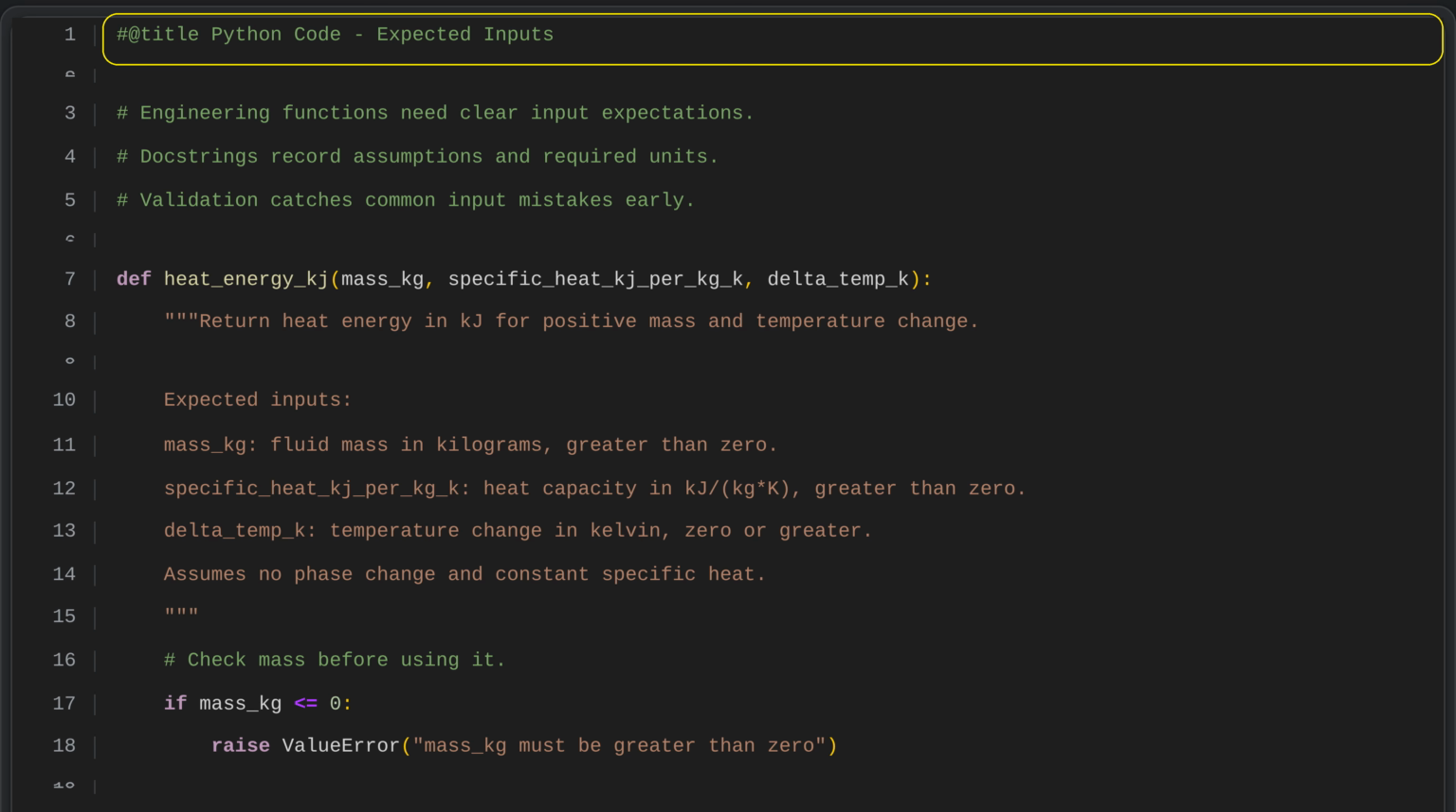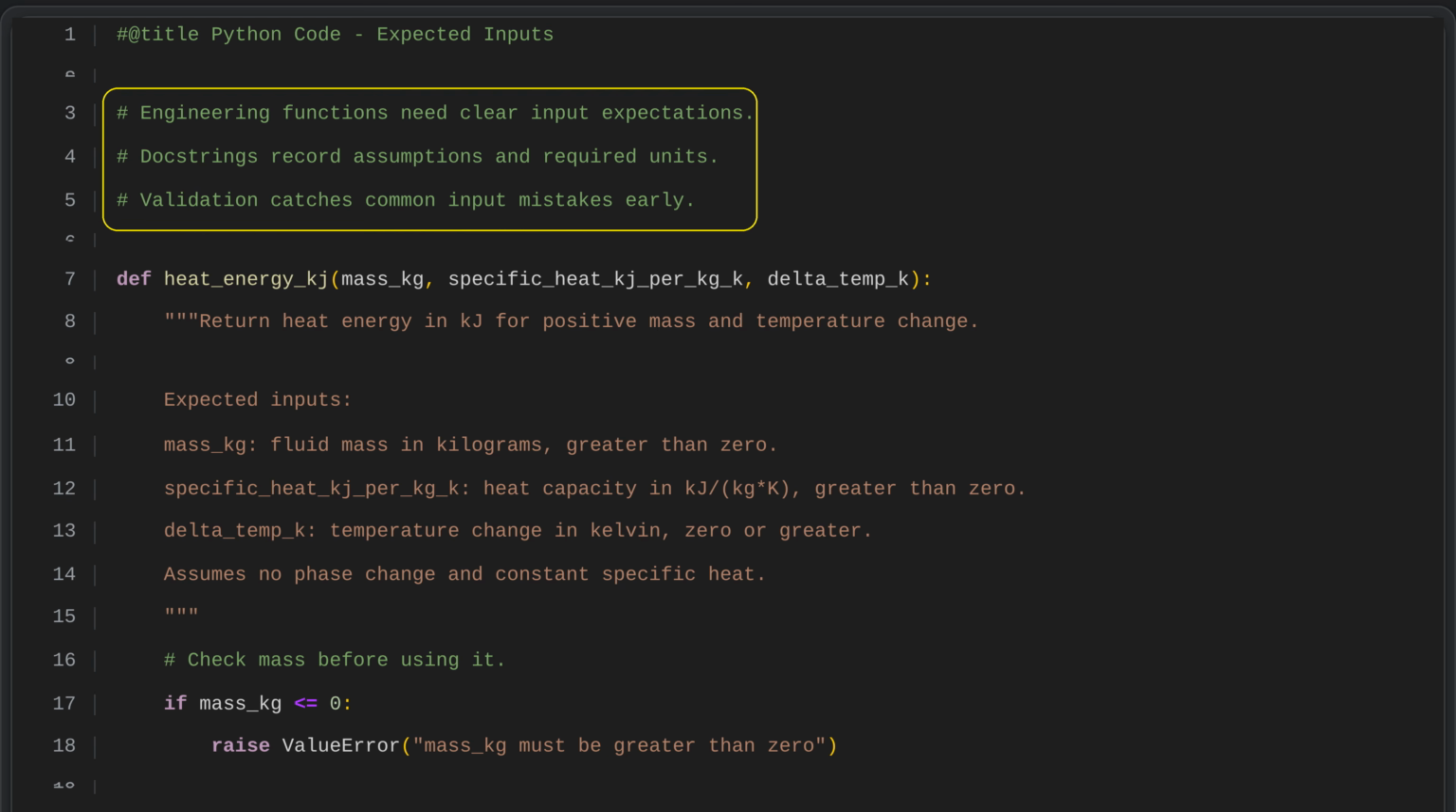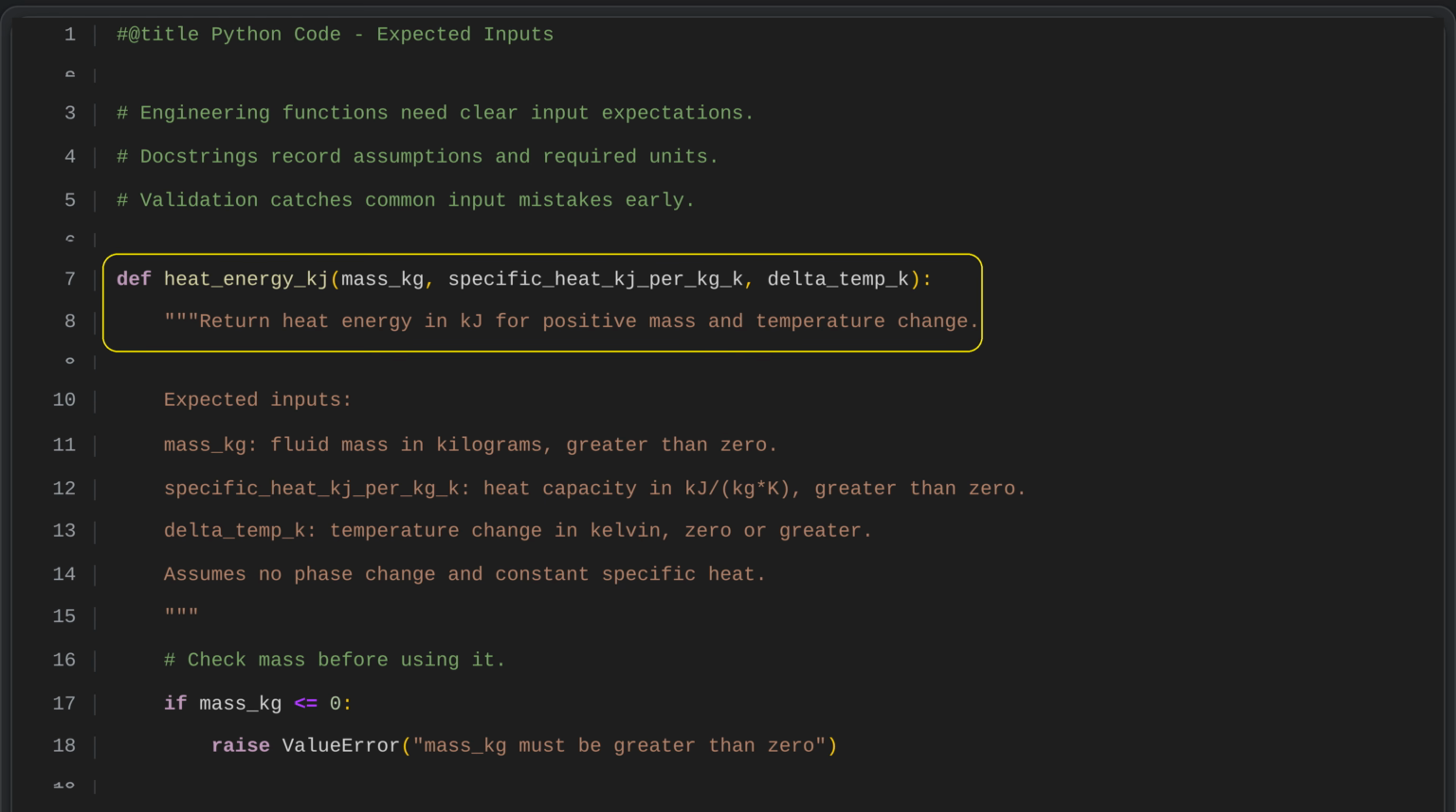Python code. Expected inputs. Engineering functions should clearly state what inputs they expect. Docstrings document key assumptions and required units, while validation helps catch common input errors early. This function estimates the heat energy needed when a fluid's temperature changes. It takes the fluid's mass, its specific heat capacity, and the temperature change, then multiplies these values to return the energy in kilojoules. The inputs are assumed to be physically meaningful, with positive mass and specific heat, and a non-negative temperature change.